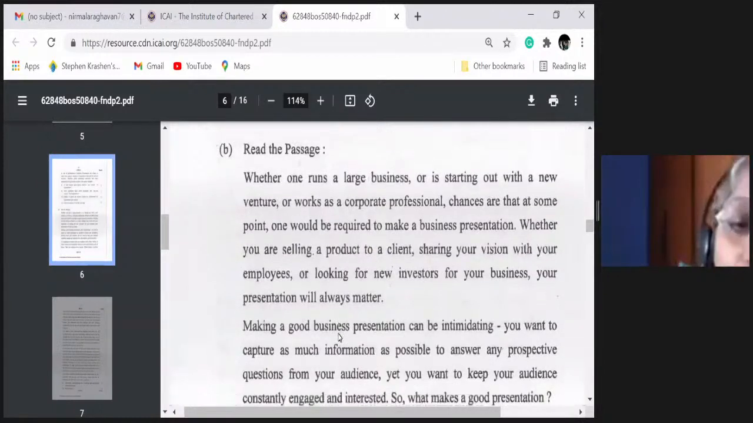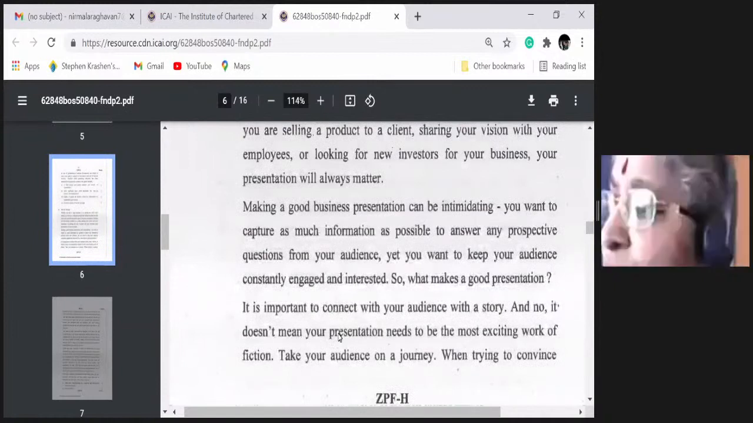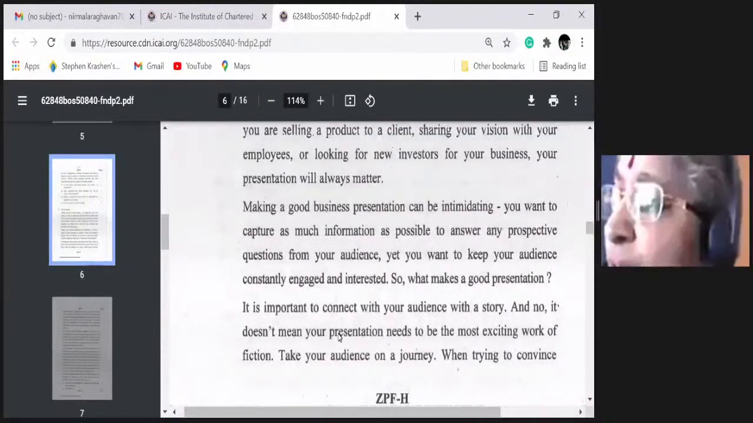Now let's look at the second paragraph. I hope all of you are able to see it, that it's legible for you to read. It's visible for you. Yeah.